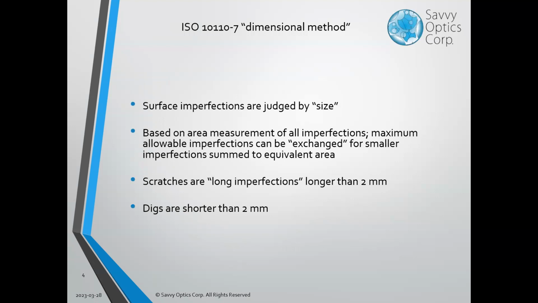The ISO dimensional method is a totally different system. It uses size to determine the grade of each of the imperfections. It's based on an area measurement of the imperfections, and maximum allowable imperfections can be traded in for smaller imperfections. So there's an accumulation system that's built into it, just like there's an accumulation system in visibility. Long imperfections are defined as anything longer than 2 millimeters in the ISO dimensional method, and digs are anything shorter than 2 millimeters. So there's a fine dividing line in the ISO standard. In the MIL and ANSI standard, it's not that clear.